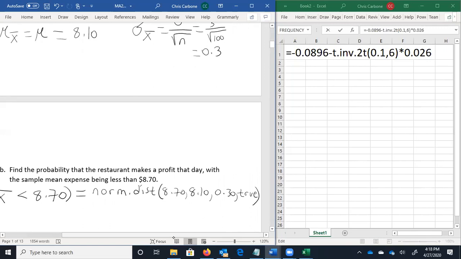When you type that into Excel, you'll get the answer. I'll draw the picture very quick. This had a mean of $8.10. $8.70 is like here-ish, so we want all this area to the left of that. And if you put that into Excel, this probability is pretty high, 0.977.